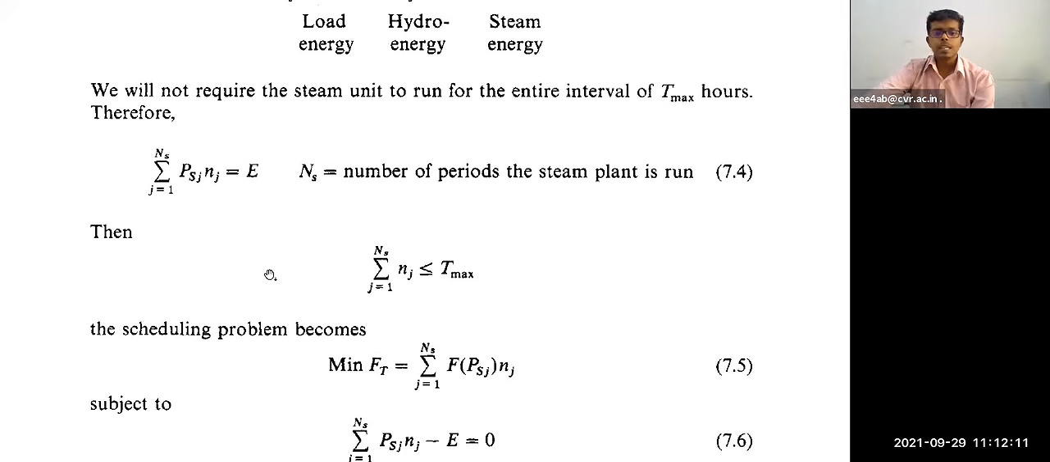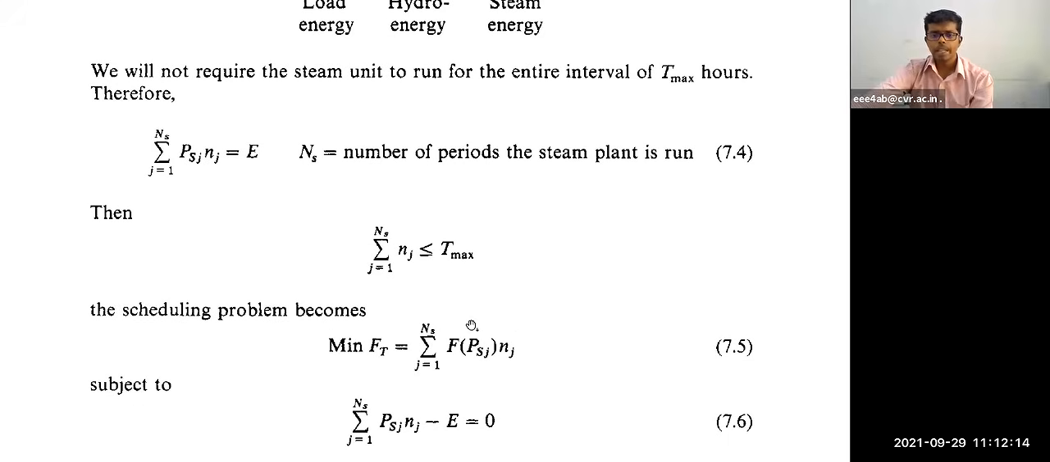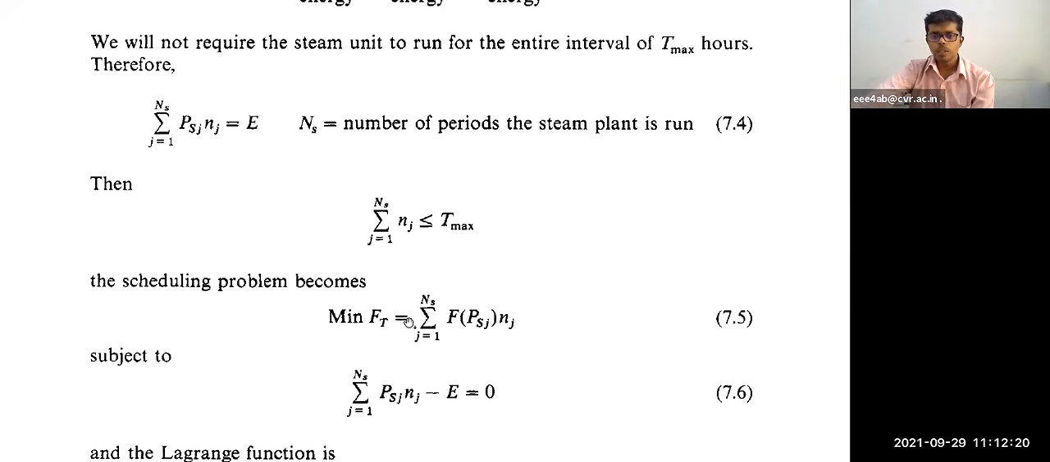Then what is the main objective function of this hydrothermal scheduling? We have to minimize the total fuel cost from the steam power plant alone. That is, minimize F of T equals summation J equals 1 to NS of F of PSJ into NJ. Our ultimate objective function is to minimize the total fuel cost incurred in the steam power plant for certain hours, say for example 6 hours or 8 hours.